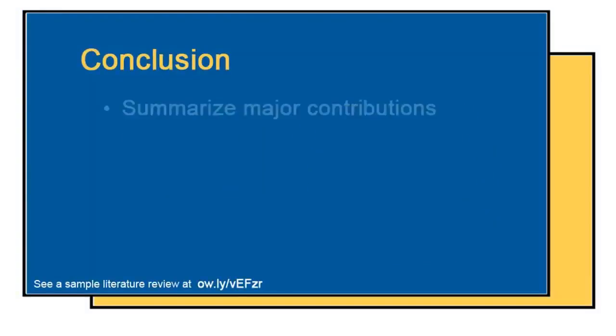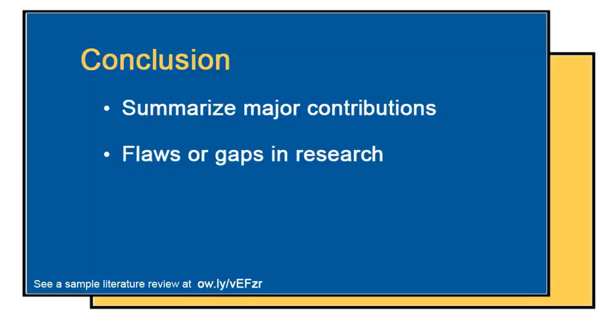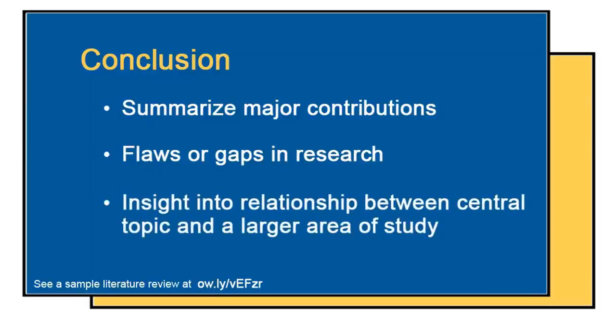For the conclusion of your paper, summarize major contributions of significant studies and articles to the body of knowledge under review. Point out major methodological flaws or gaps in research, inconsistencies in theory and findings, and areas or issues pertinent to future study. Conclude by providing some insight into the relationship between the central topic of the literature review and a larger area of study, such as a discipline, a scientific endeavor, or a profession.